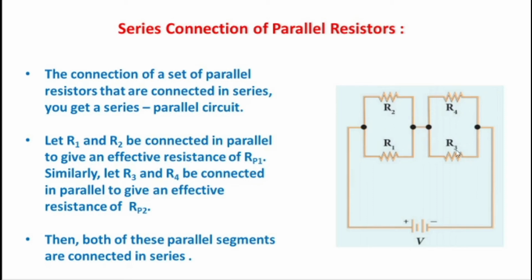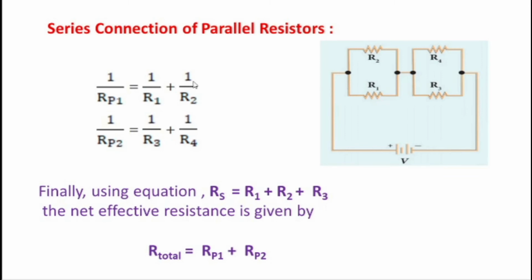What about the second block? R3 and R4 connected in parallel. So the total or effective resistance of the second block is Rp2. Then both of these parallel segments are connected in series. So Rp1 and Rp2 are connected in series. So the next one, series connection of parallel resistors. You see, so what is the value of this one?